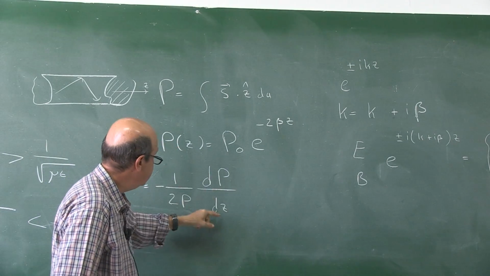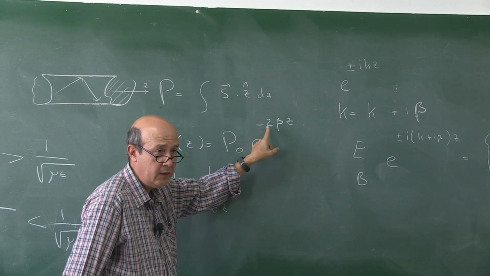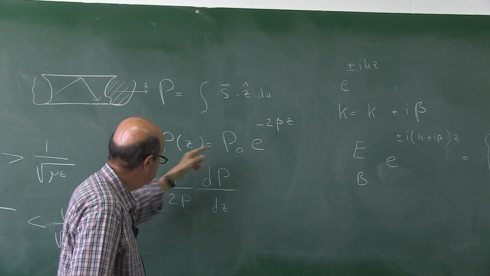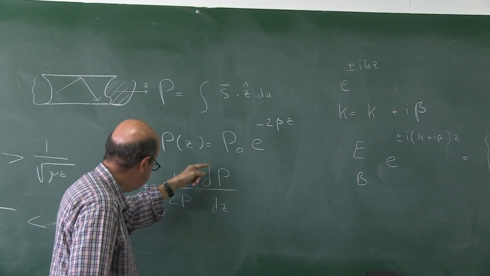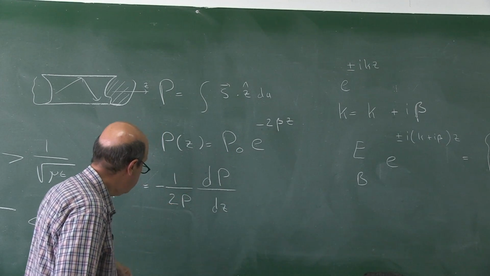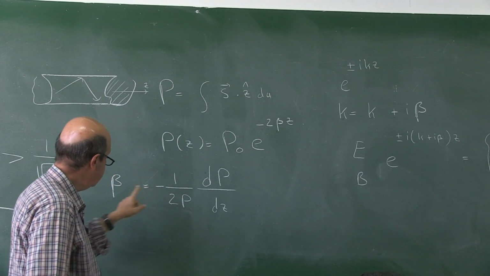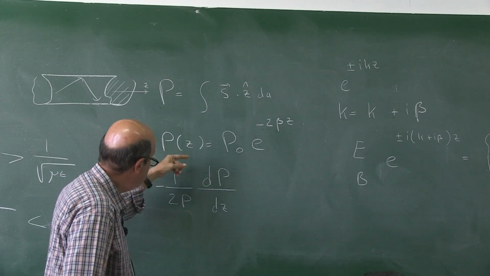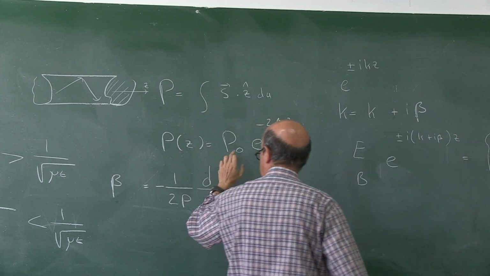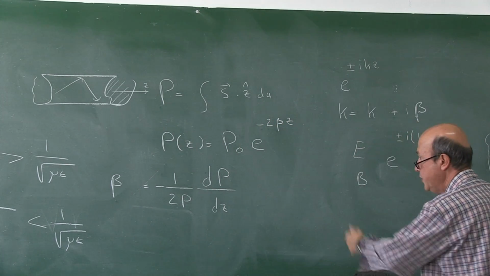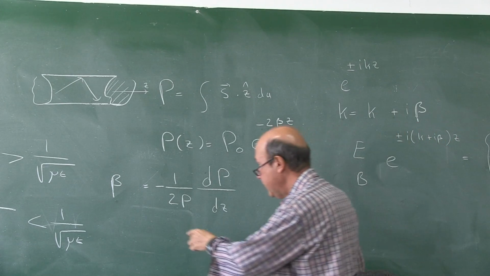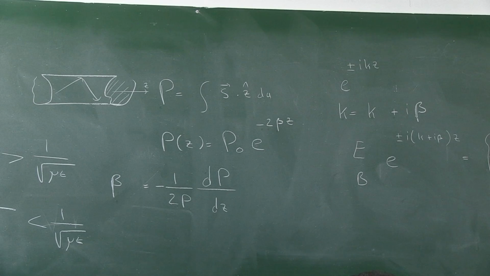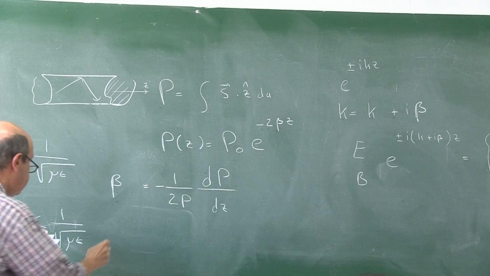So if you take the derivative, you will have minus 2 beta times the same quantity. Divide by the same thing here. These up and down terms will be cancelled, the 2 will be cancelled, and you will obtain beta. So if we assume that the power transmission decays exponentially, you can find the exponential coefficient very easily, and that is nothing but the attenuation coefficient.